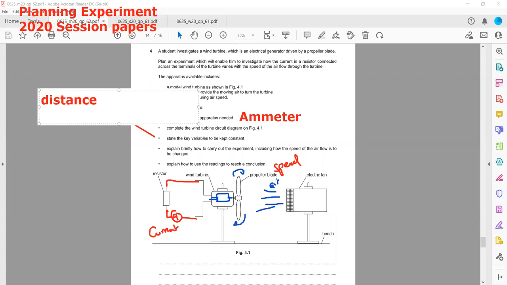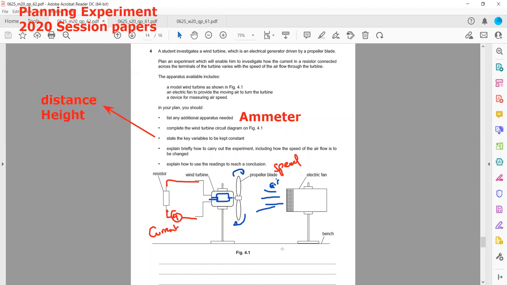Because we have to change or vary the speed, we cannot keep the speed constant. We have to vary the speed and find how much current is produced. The height where the fan is placed near the turbine should be kept constant as well. So these are the two variables for a fair comparison: the height of the fan above the bench and the distance between the fan and the turbine should be the same. The only thing we will do is change the speed of the fan and find how it affects the current.